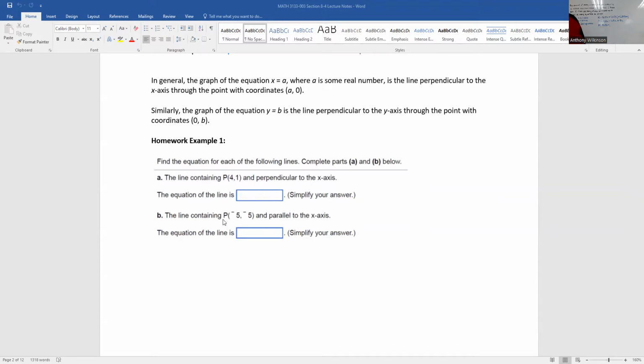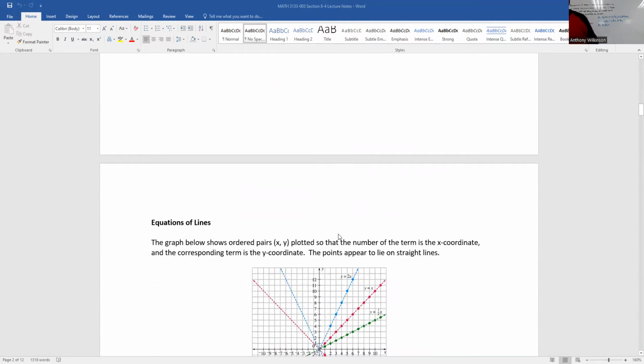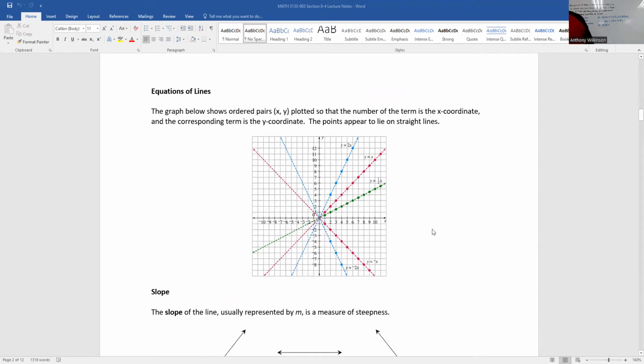And then the line containing the point (-5, -5) parallel to the x-axis, that means it's a horizontal line going straight across. Okay, so it's going to be y equals -5. Those two I went over at the end of class. So here I'm going to go ahead and pick up with equations of lines.